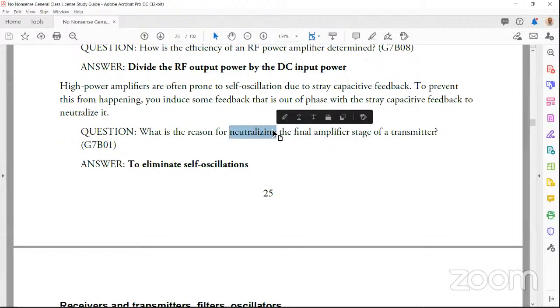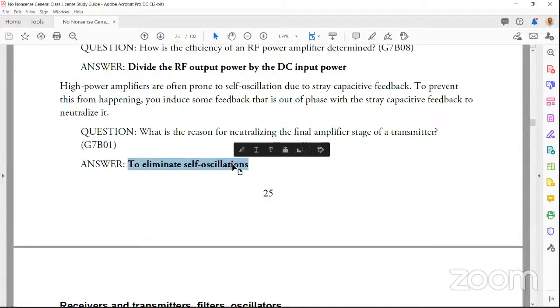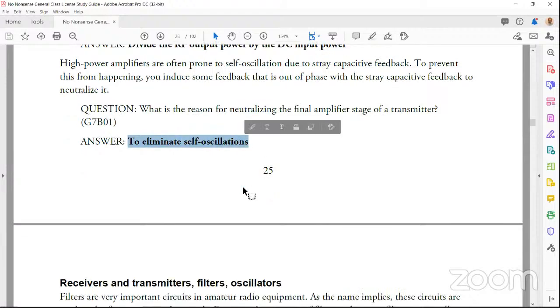And if you remember from the theory, we talked about the amplifier having stray capacitance that could affect the performance of the amplifier, and the way we deal with that is that we neutralize it using something like a capacitor in the circuit. And the reason for that is to avoid or eliminate self-oscillation. That's what that stray capacitance, or parasitic capacitance, or extra, unwanted capacitance does. There's self-oscillation, which is undesirable for our circuit. So that's why we neutralize: to eliminate self-oscillations.